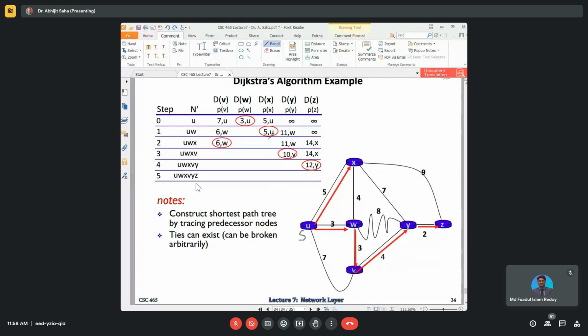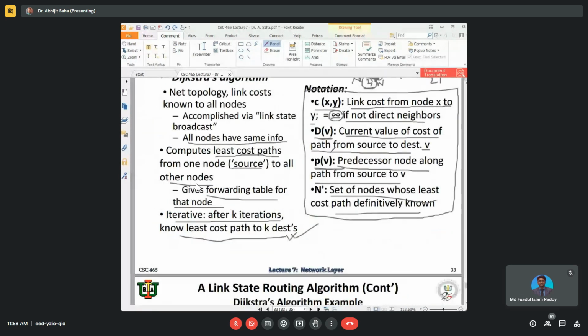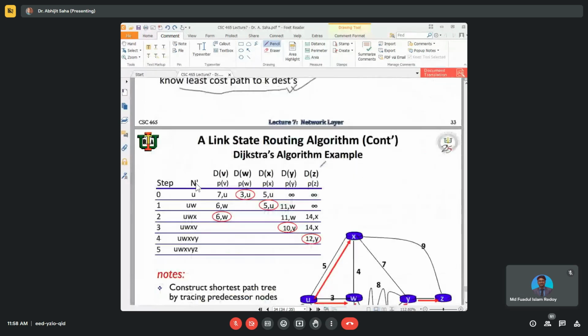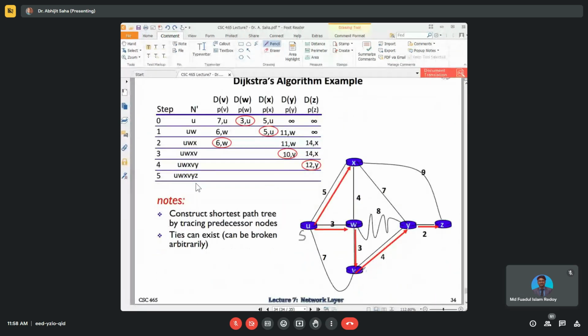Okay, so for each of the nodes, we are having the dv and pv, d and p, right? So here the node name is v, so it is dv and pv. We are having for w, dw and pw. We are having x, dx, px. We are having y, dy, py, and we are having z, dz and pz. So from that, we want to start from u, so let's start from u.